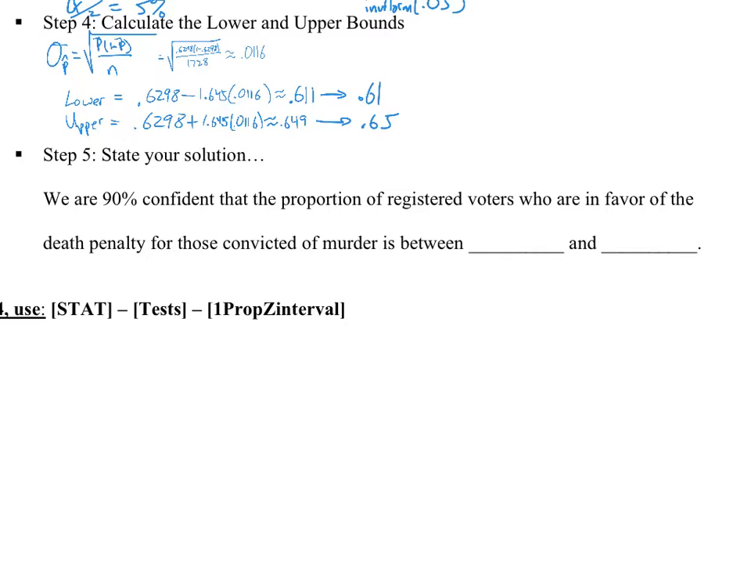Our last step is to state our solution. We are 90% confident that the proportion of registered voters who are in favor of the death penalty for convicted murder is between 0.61 or 61% and 65%. Okay, so we can be 90% confident that the real value falls between there.